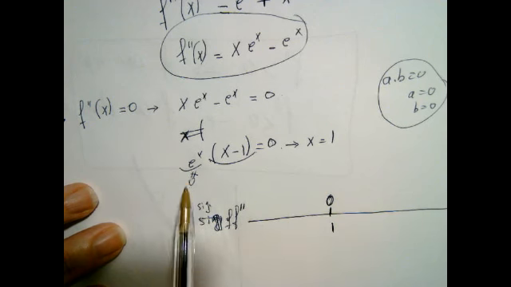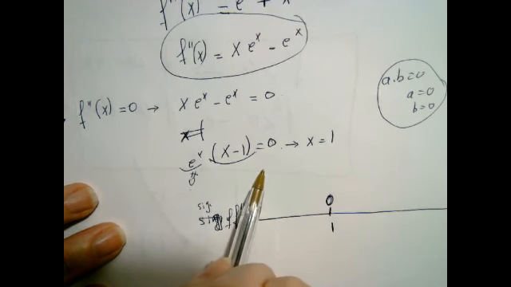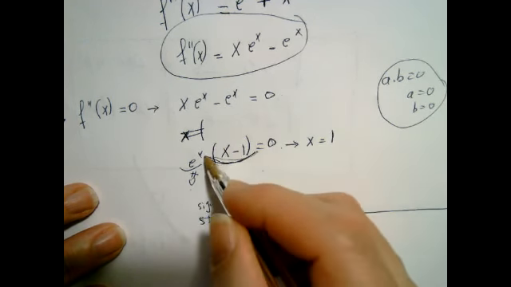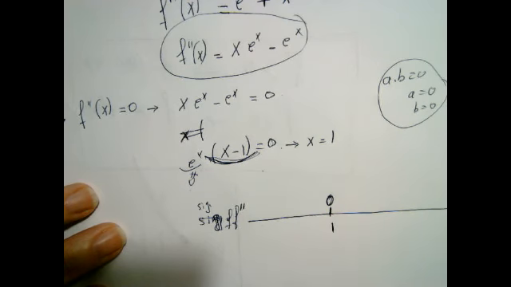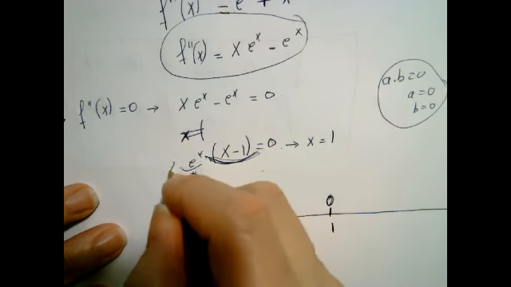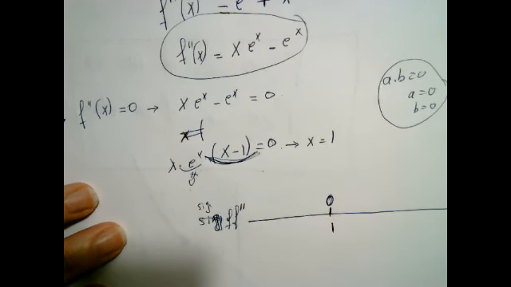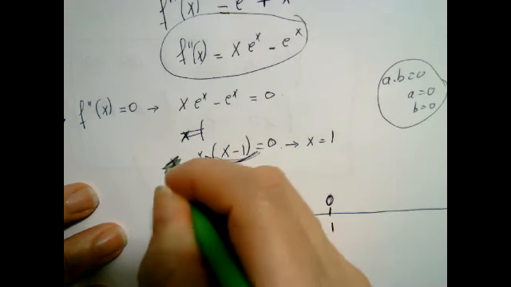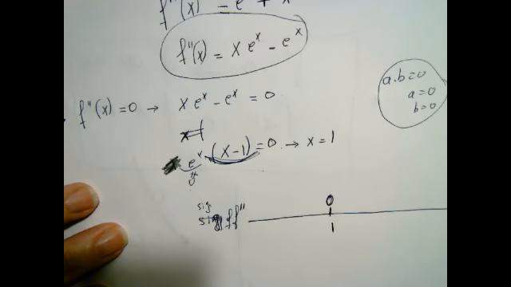So this piece is never 0. So the only way this product is 0 is for x minus 1 equal to 0. To have x also, I should have that scenario. Then x equal to 0 would be a solution. But I don't have that. Very good.